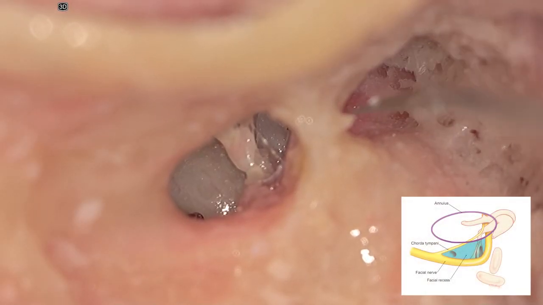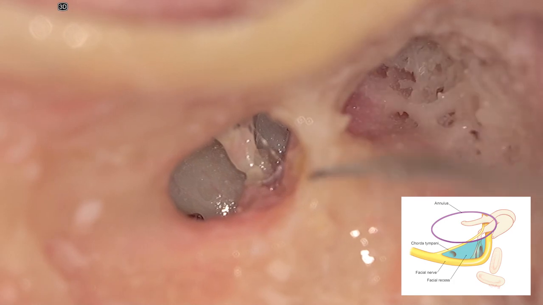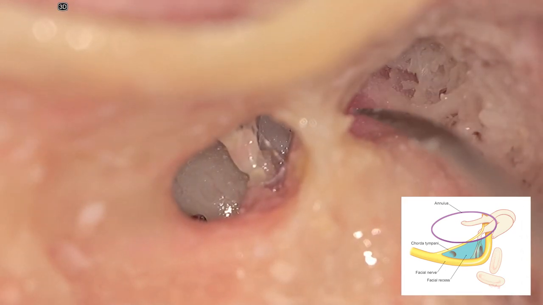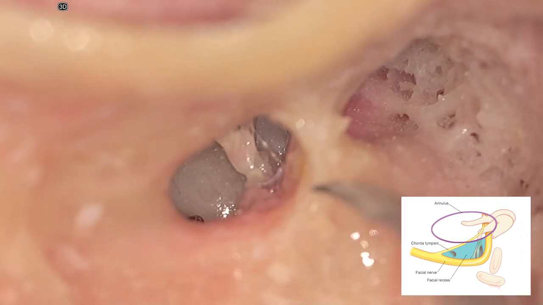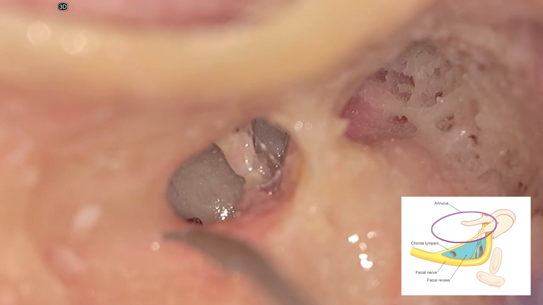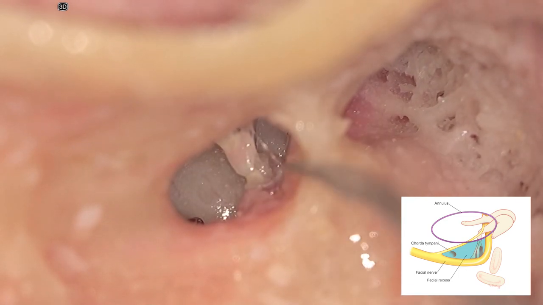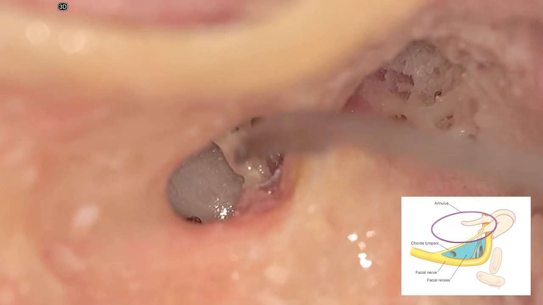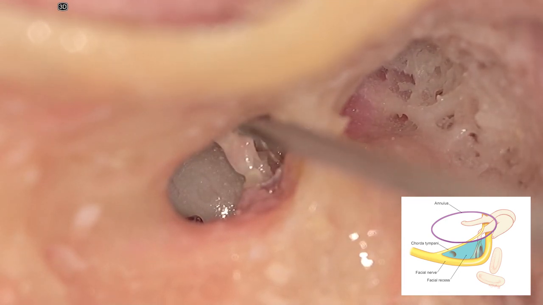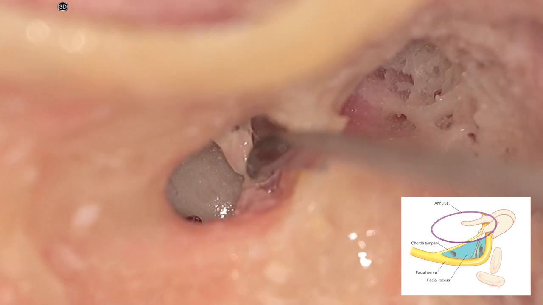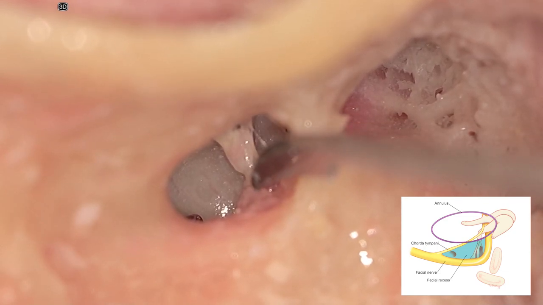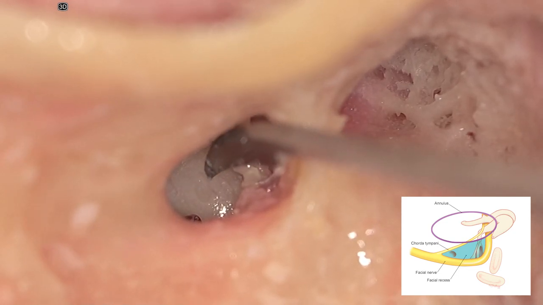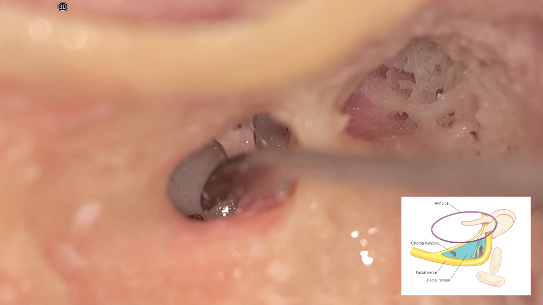Short process of the incus, incus buttress left intact to protect the incus from the drill, tympanic segment of the facial nerve, mastoid segment of the facial nerve, chorda tympani nerve, facial recess, incudostapedial joint, stapedial tendon, pyramidal eminence, cochlear promontory, and round window niche.